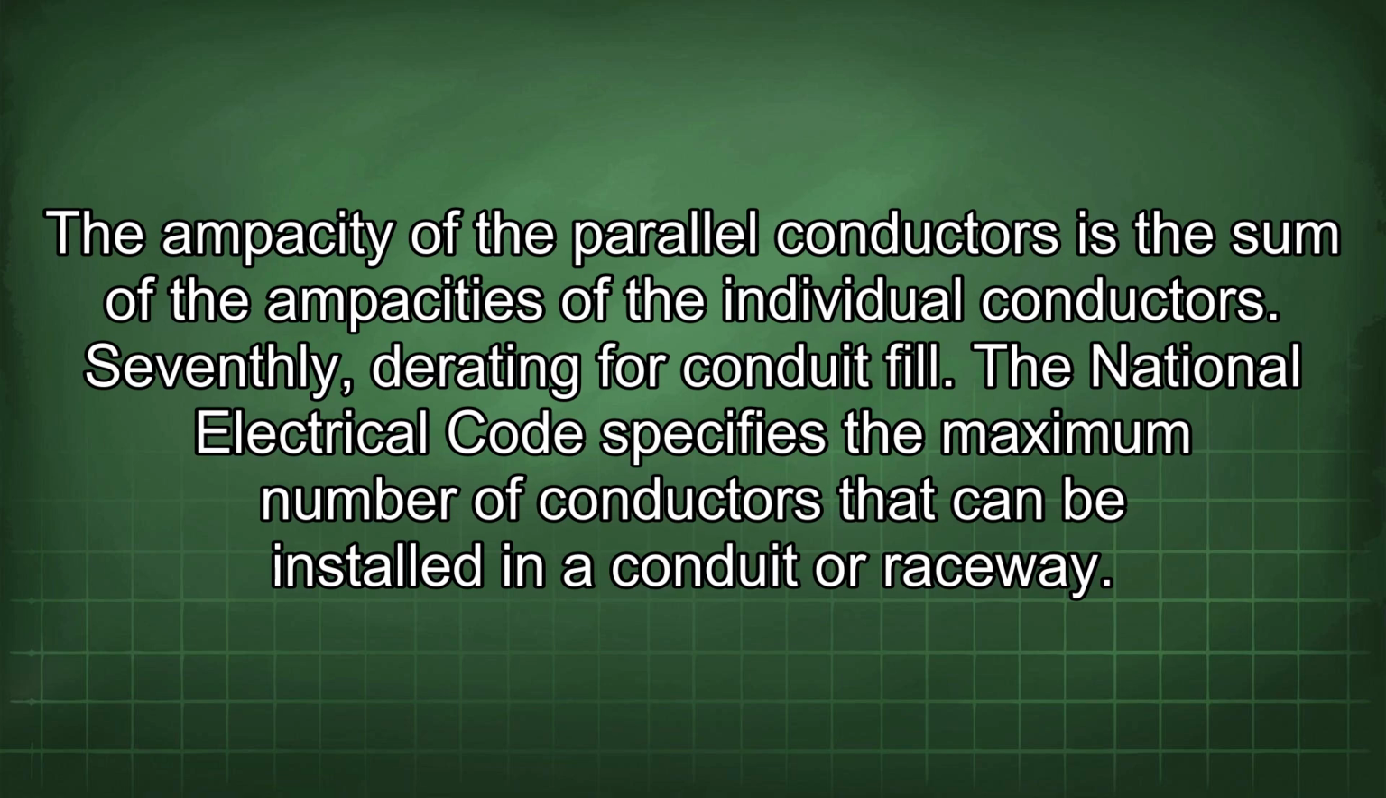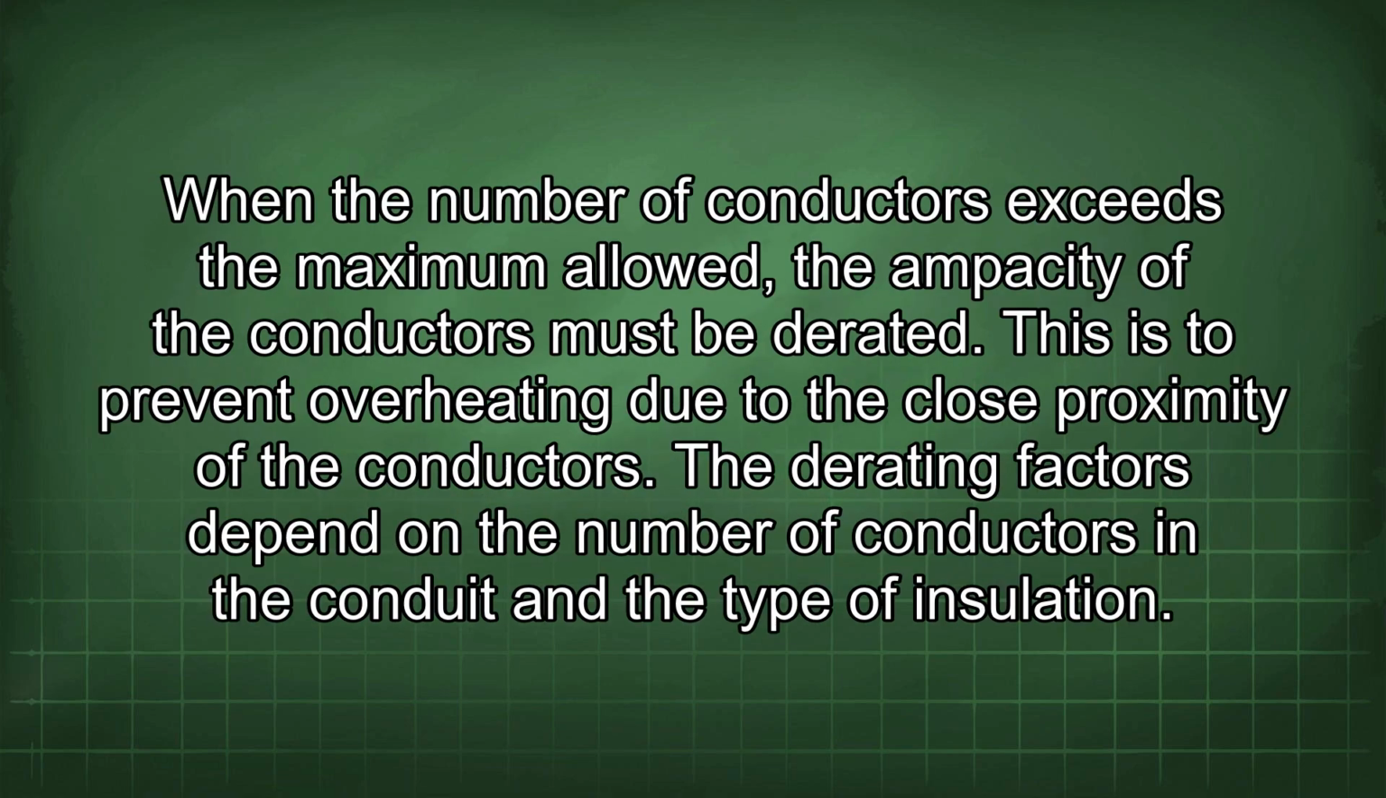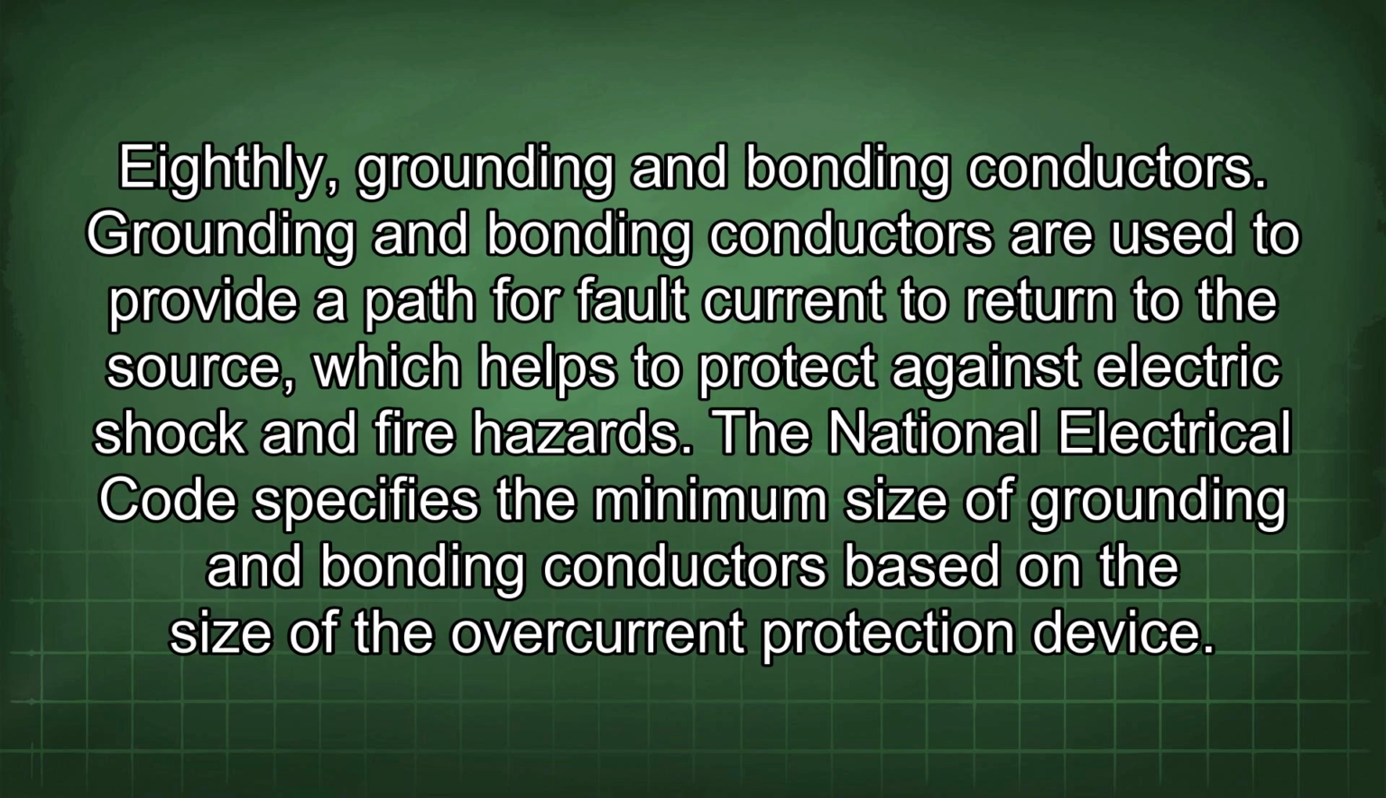The National Electrical Code specifies the maximum number of conductors that can be installed in a conduit or raceway. When the number of conductors exceeds the maximum allowed, the ampacity of the conductors must be derated. This is to prevent overheating due to the close proximity of the conductors. The derating factors depend on the number of conductors in the conduit and the type of installation. Eighthly, grounding and bonding conductors.